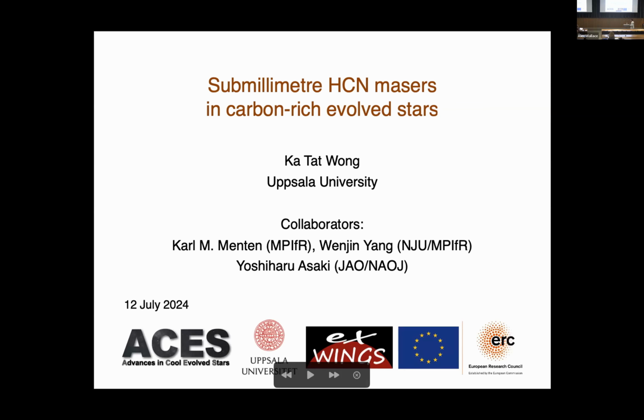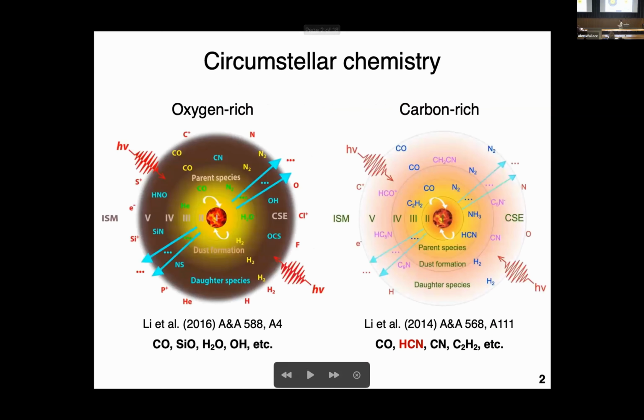And so now I'm going to talk about a specific system of HCN masers in carbon-rich AGB stars. I would first like to start with the dichotomy of circumstellar chemistry.